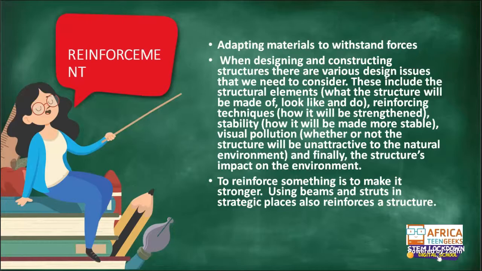Then we are looking at what? The stability. Another design issue that we need to consider is stability. Here we are looking at how the structure will be more stable. Then we are also looking at what? Visual pollution. Visual pollution here is whether or not the structure will be attractive to the natural environment. And finally, we will also look at the structure's impact on the environment.